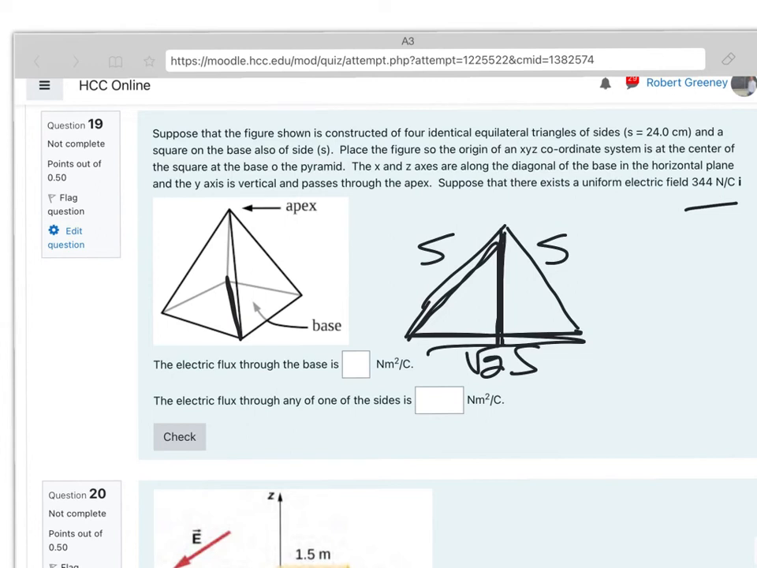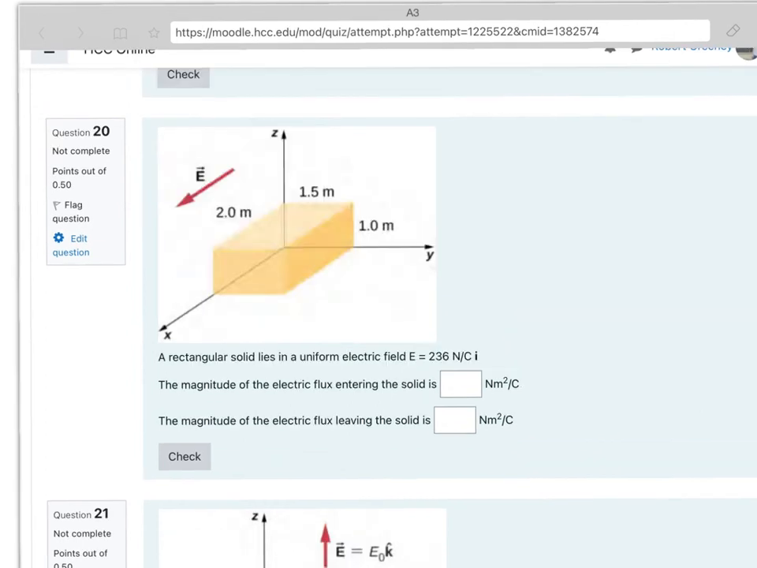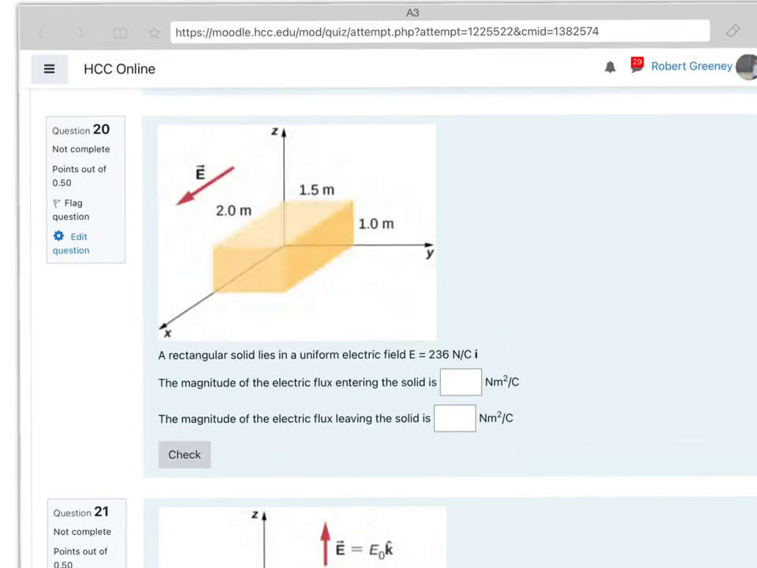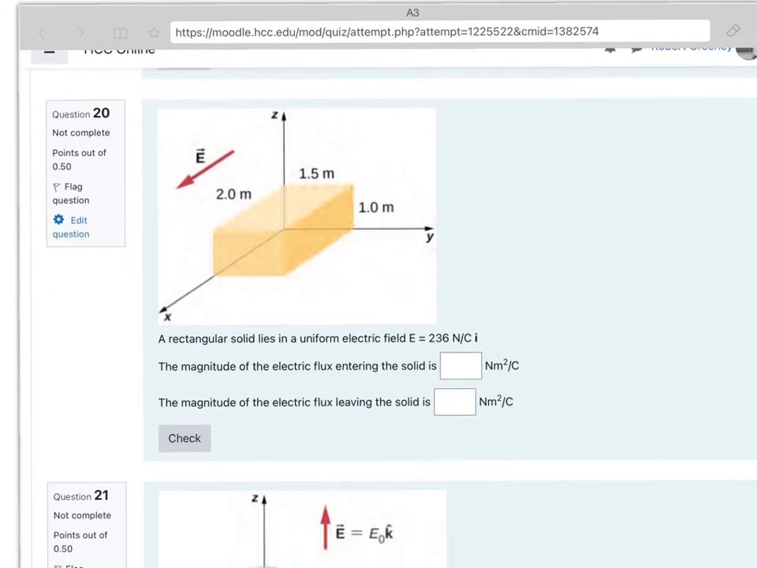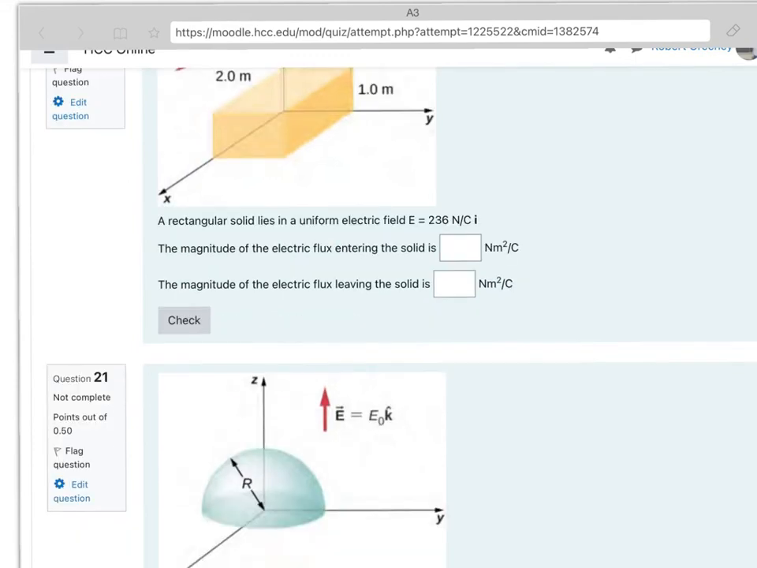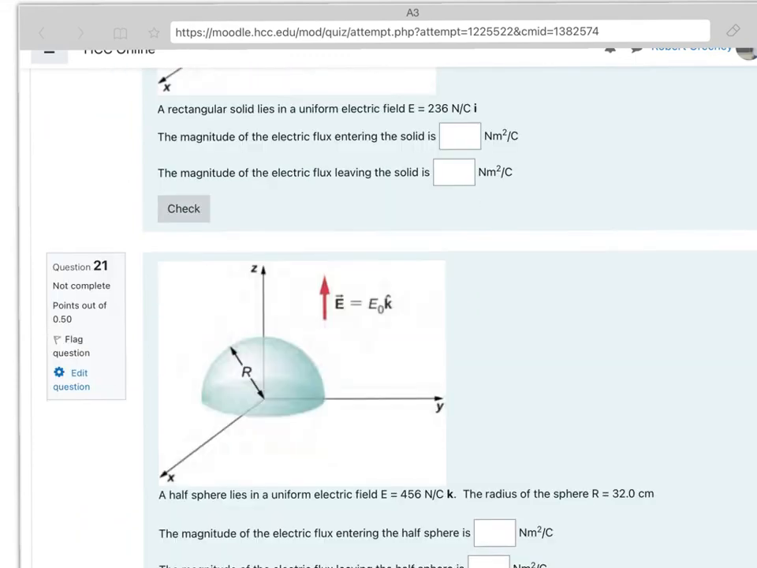So the flux going through here is evenly distributed between these two sides, right? Because the flux enters through two sides, passes through this triangle, and then passes out the other two sides. I hope your brain can handle that. So this looks pretty straightforward. Everything lines up. You have all the values. I'm going to assume you can do this one.